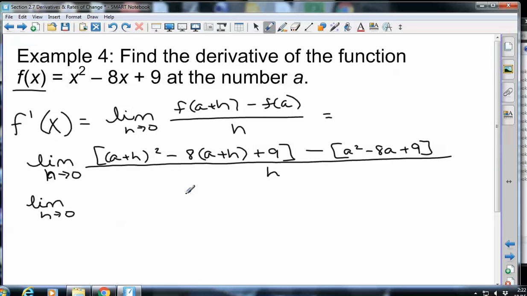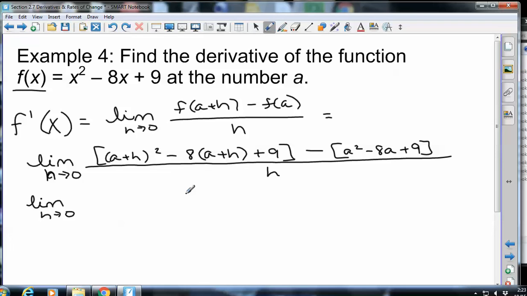But on the other ones, we put in values. Yes, because I gave you a number on those. This one I did not. I just said find it at a. So we're still going to have a in our answer. Other questions?